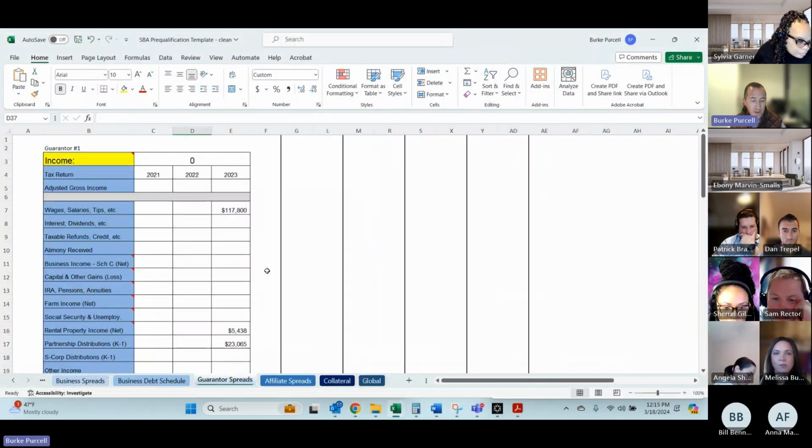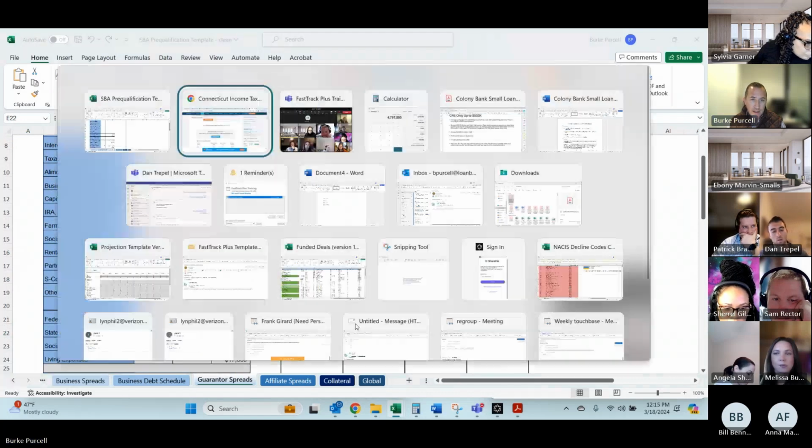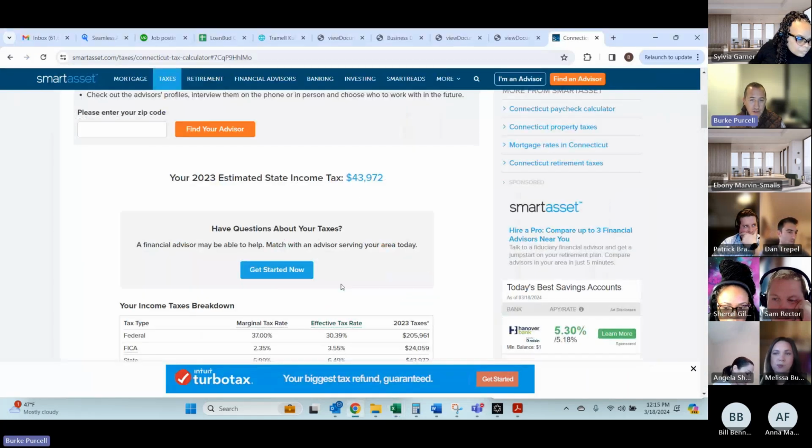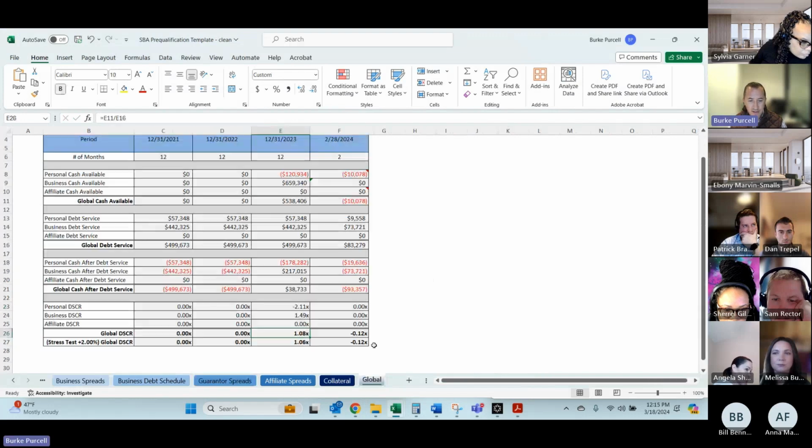And then what I would do is come over to the guarantor spreads, and now I'm dropping that right here. And that can really change things big time. So if I had 43,972 here, let's see what that does to my global. I mean, I'm still at a 1.08. So I'm good to a 1.0, but this is where we need to understand our lenders' requirements and guidelines.